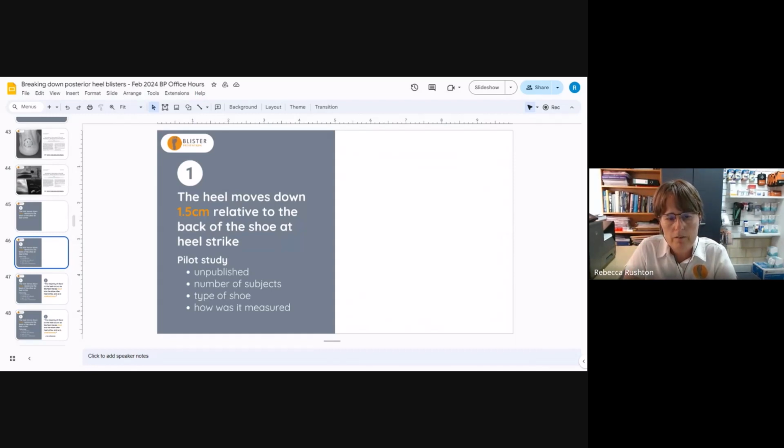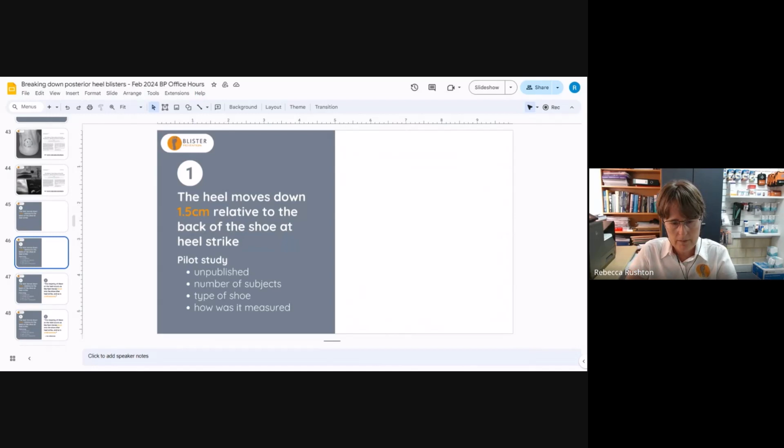This 1.5 centimeters was discovered as part of an unpublished pilot study, and there's really no information on how it was conducted. So I don't know the number of subjects. I don't know the type of shoe, whether it was a slip-on shoe or a lace-up. I don't know how it was measured, whether they cut a hole in the back of the shoe, or used a skin marker or a bony landmark, like the malleoli, for example.